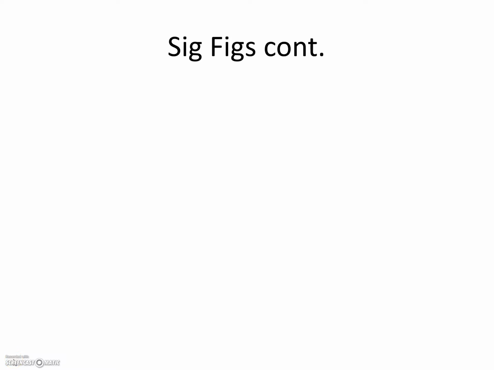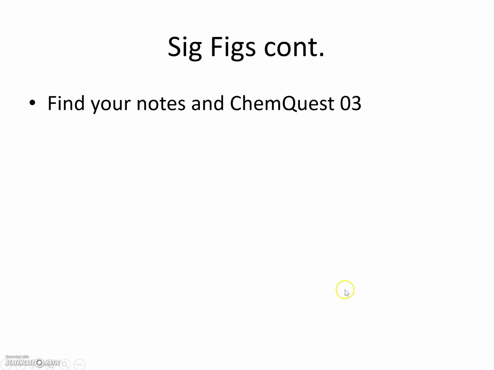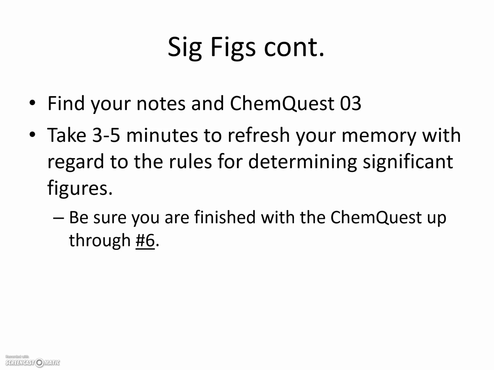All right, folks, so we're going to start our next installment for significant figures. To get started, find your Chem Quest number 3 and your notes over how to determine significant figures. Pause. Take 3 to 5 minutes just to refresh your memory with regard to the rules for determining significant figures. Just look back over those rules real quick. And be sure you're finished with Chem Quest up through number 6. Right? That's just practicing that process of identifying how many sig figs you have.